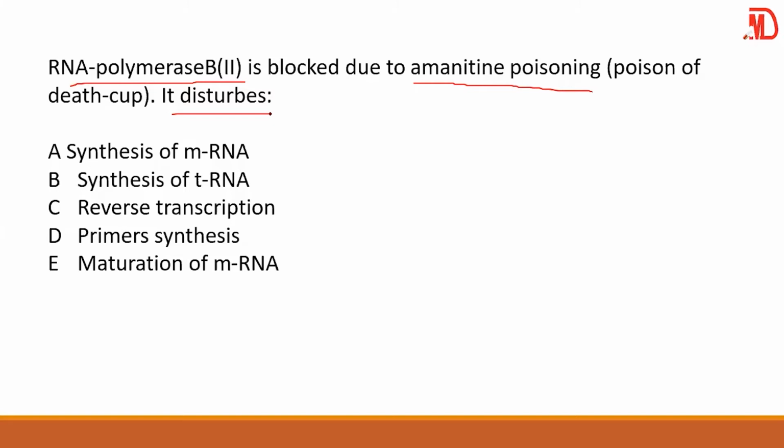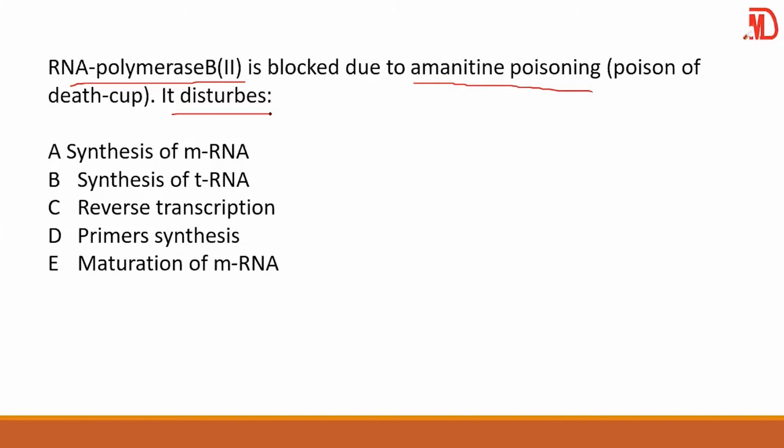That is polymerase 1. It deals with rRNA, ribosomal RNA. Now, polymerase 2 deals with messenger RNA, or mRNA. Then polymerase 3 deals with tRNA, or transfer RNA.